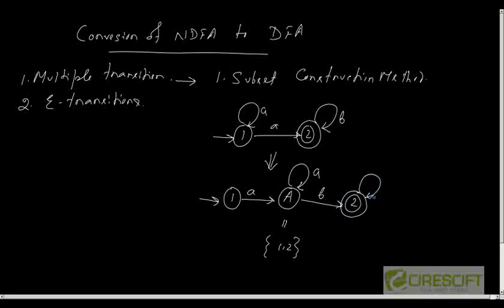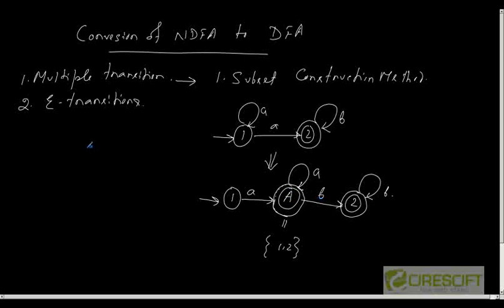Okay, understood? So now since the final state 2 is there in A, I have to make this A also a final state in the DFA. Understood? So this way we remove the multiple transitions of an NFA.